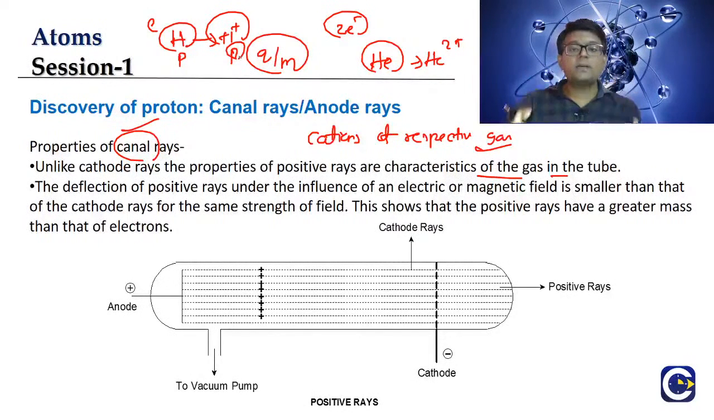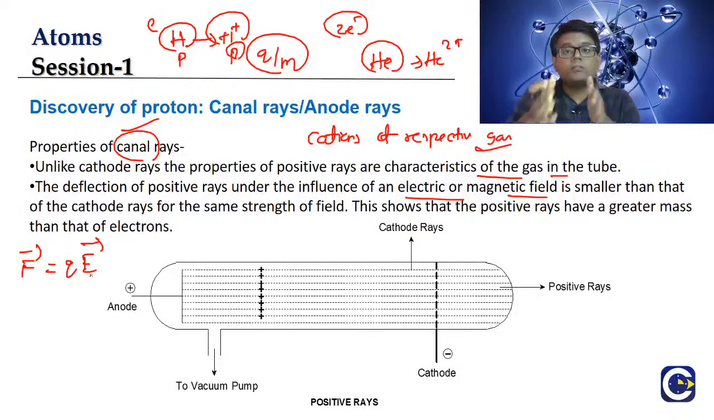The properties of these anode rays are not constant. They will change. They depend upon the nature of the gas used in the tube. Just like the cathode rays, since they also have a charge, they will get deflected by electric and magnetic fields. We discussed this in the moving charge and magnetism chapter. The force on a charged particle due to an electric field is Q into E. Positive charged particles experience force in the direction of the field, and negative charged particles in the opposite direction.